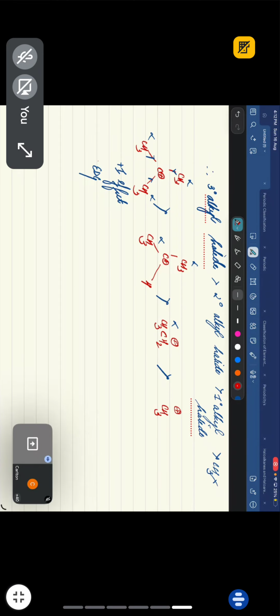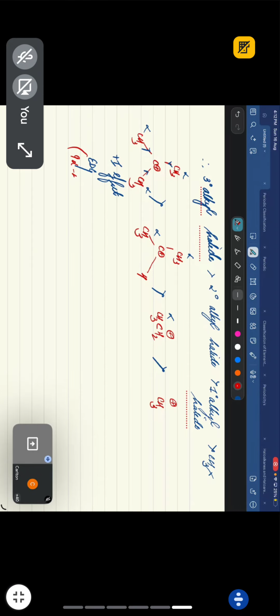How many alpha hydrogens? 9 alpha hydrogens. Count these. How many alpha hydrogens here? 6 alpha hydrogens. How many here? 3 alpha hydrogens. Greater the number of methyl groups, greater is the number of hyperconjugation structures. This heading comes under hyperconjugation. Greater the hyperconjugative structures, greater is the stability. Any doubt?